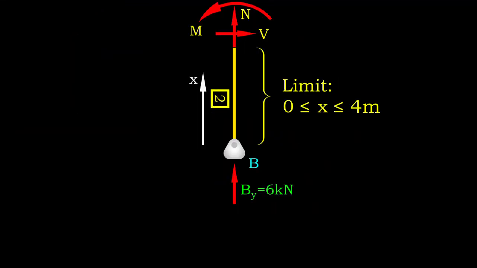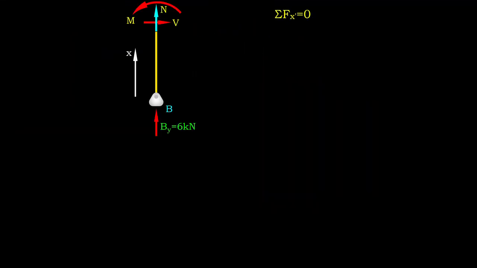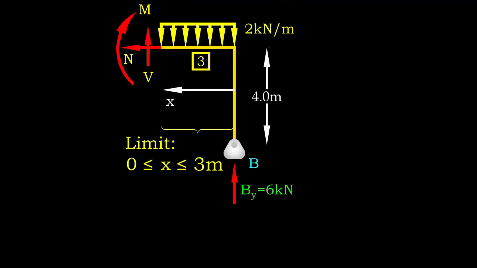For segment 2, the vertical reaction induces only longitudinal force in member. Therefore, we only need to determine the axial force function for this segment. Let's move on to subsequent segment.